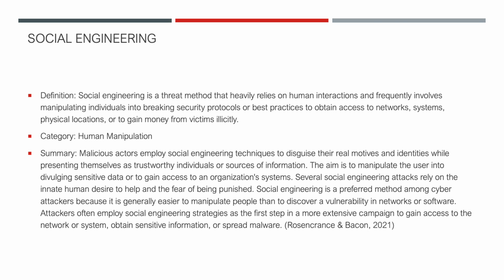Several social engineering attacks rely on the innate human desire to help and the fear of being punished. Social engineering is a preferred method among cyber attackers because it is generally easier to manipulate a person than to discover a vulnerability or a flaw in a network or software. Attackers often employ social engineering strategies as the first step in a more extensive campaign to gain access to the network or system, to obtain that sensitive information, or to spread malware.